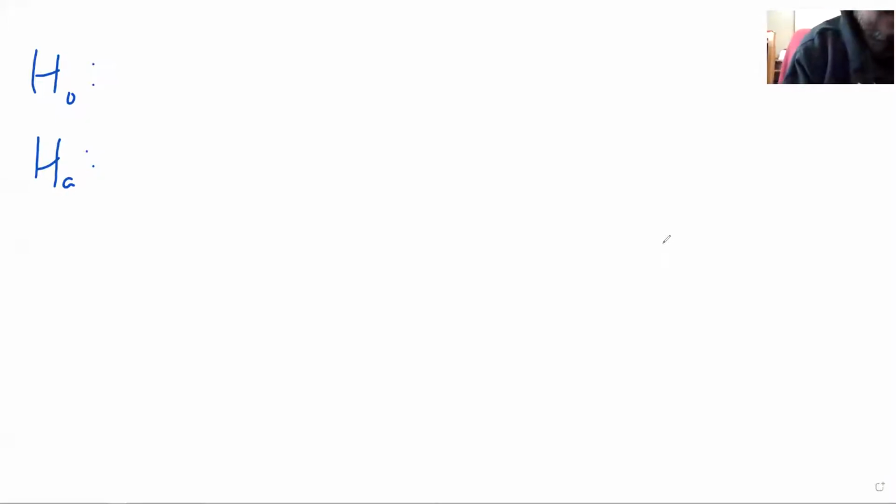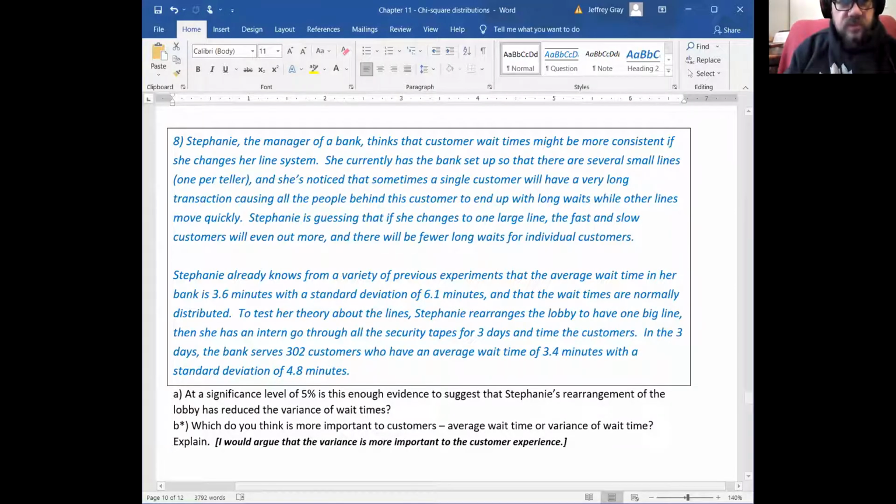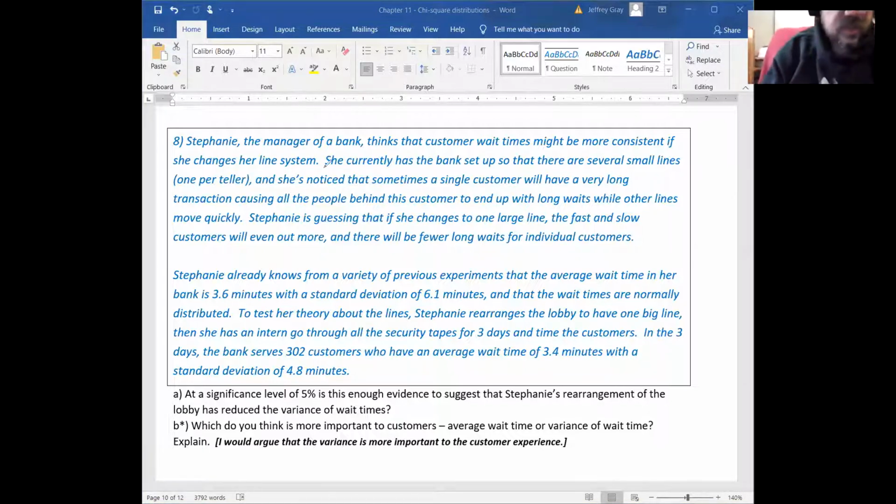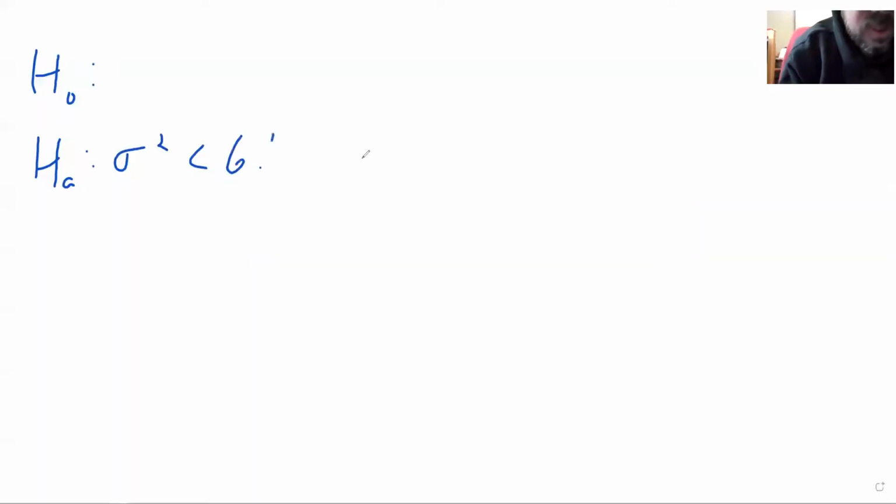I'm going to say that my alternative hypothesis is that the variance is lower, right? Sigma squared is less than, what was it, 6.3? I should really remember this stuff before I jump in here. 6.1 minutes was the old standard deviation, so the old variance. So let's put that down, less than 6.1 squared, which is like 37.6. We'll worry about it later.